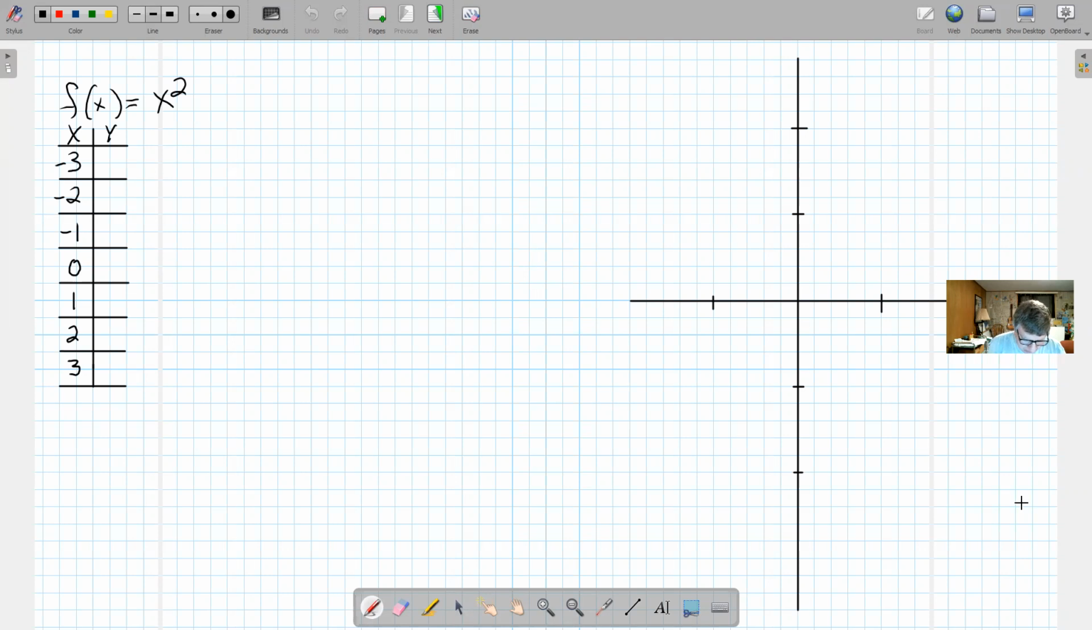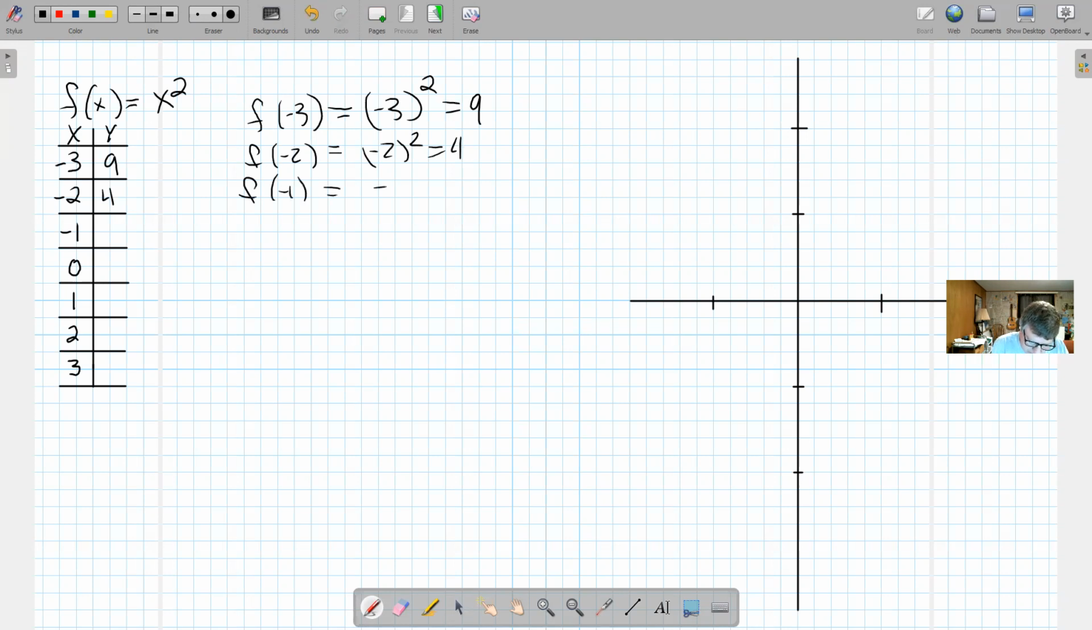First of all, let's find f. Here we go. F of -3 is -3, the quantity squared, which is 9. F of -2 is -2, the quantity squared, which is 4. F of -1 is -1, the quantity squared, which is 1.